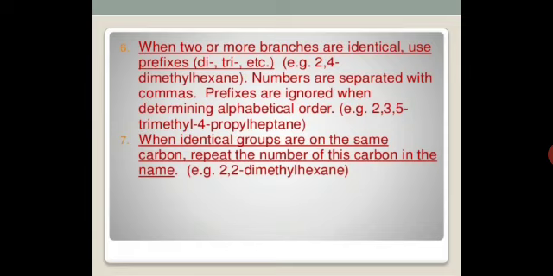When identical groups are on the same carbon, repeat the number of the carbon in the name. For example, 2,2-dimethylhexane. 2,2 indicates that carbon number 2 has 2 methyls. Again, we don't just say dimethyl. We have to name the carbon atom having those methyl groups.